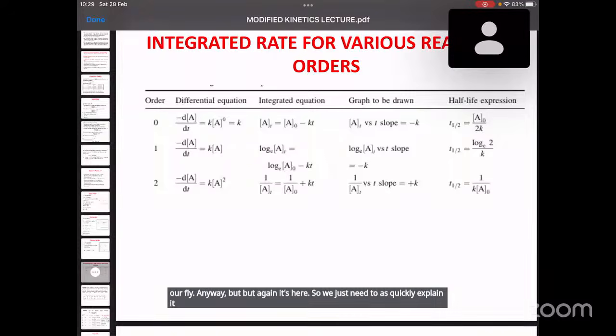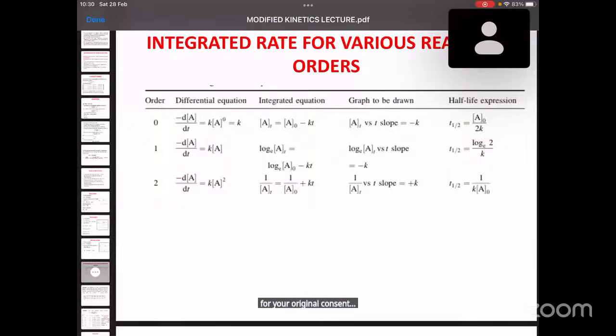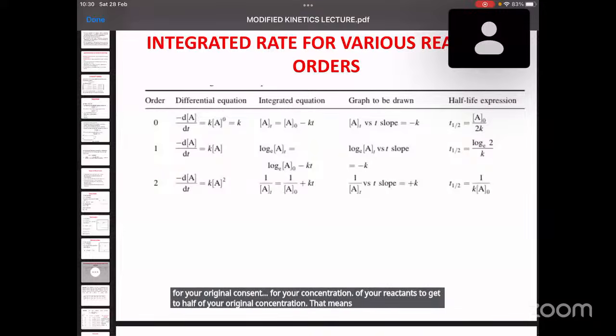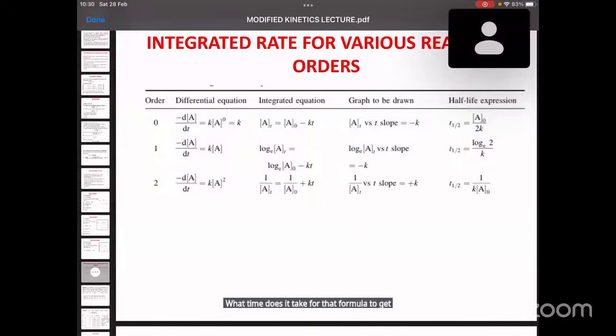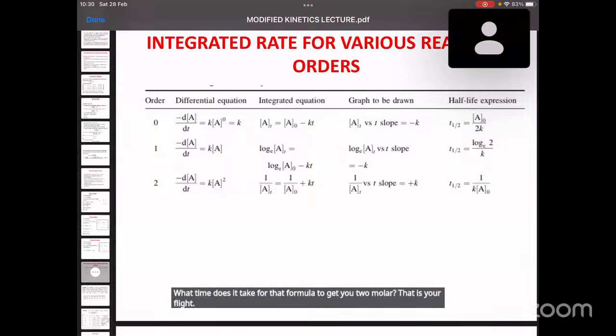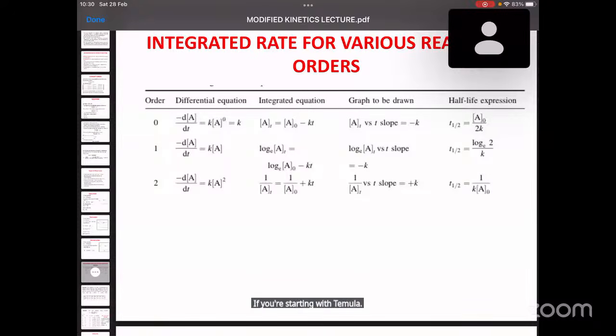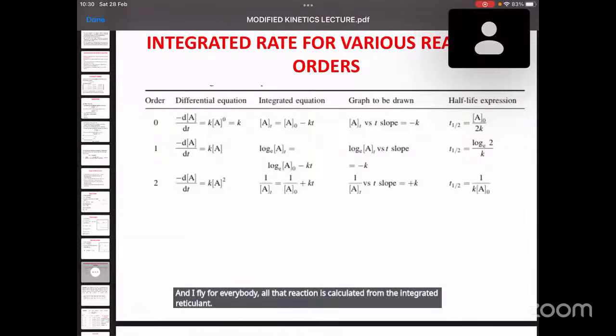So normally, like I said, it's the time it takes for the concentration of your reactant to get to half of the original concentration. That means if you're starting from 4 molar, what time does it take for that 4 molar to get to 2 molar? That is your half-life. If you're starting with 10 molar, what time does it take to get to 5 molar? That is your half-life. And half-life for every order of reaction is calculated from the integrated rate equation. How do you do that?